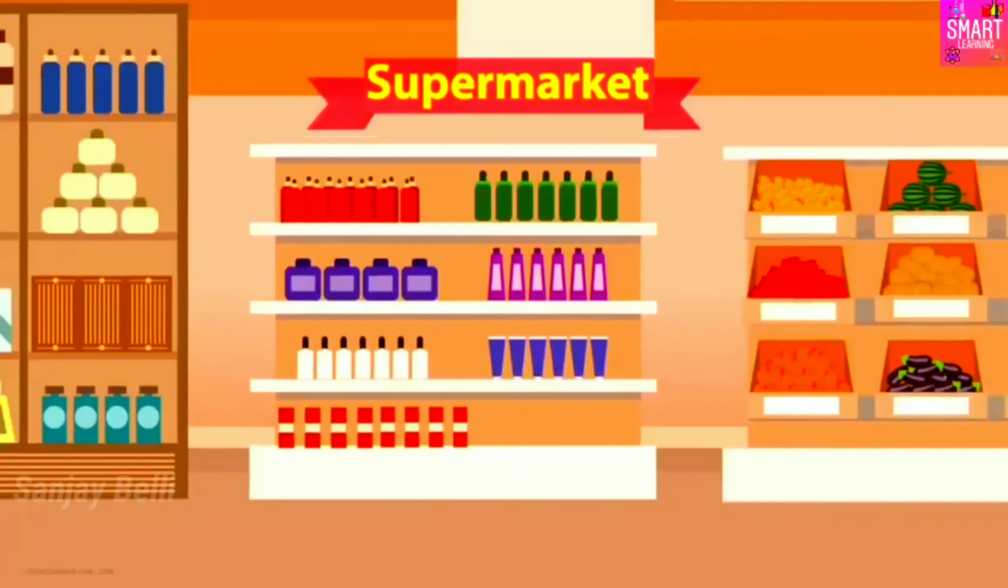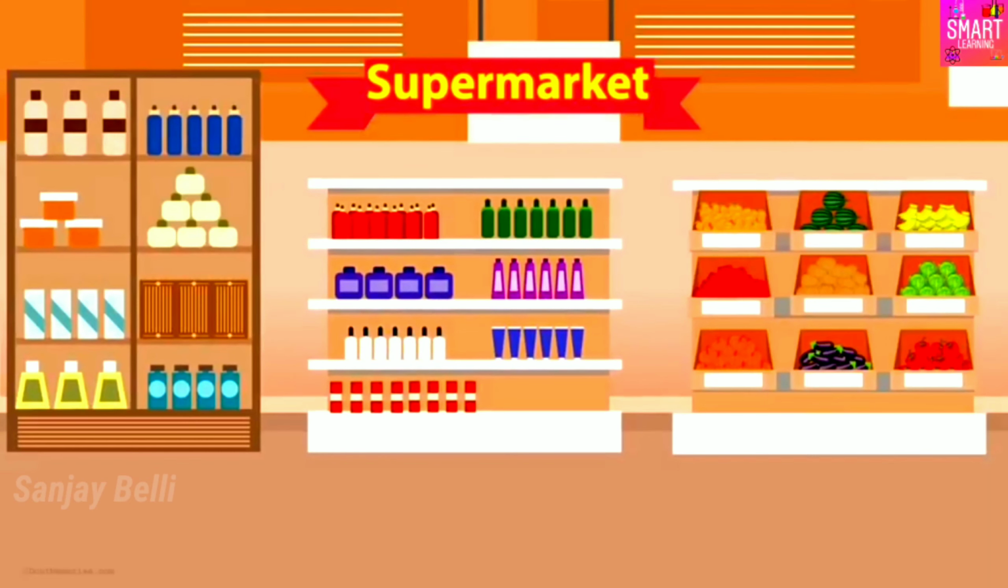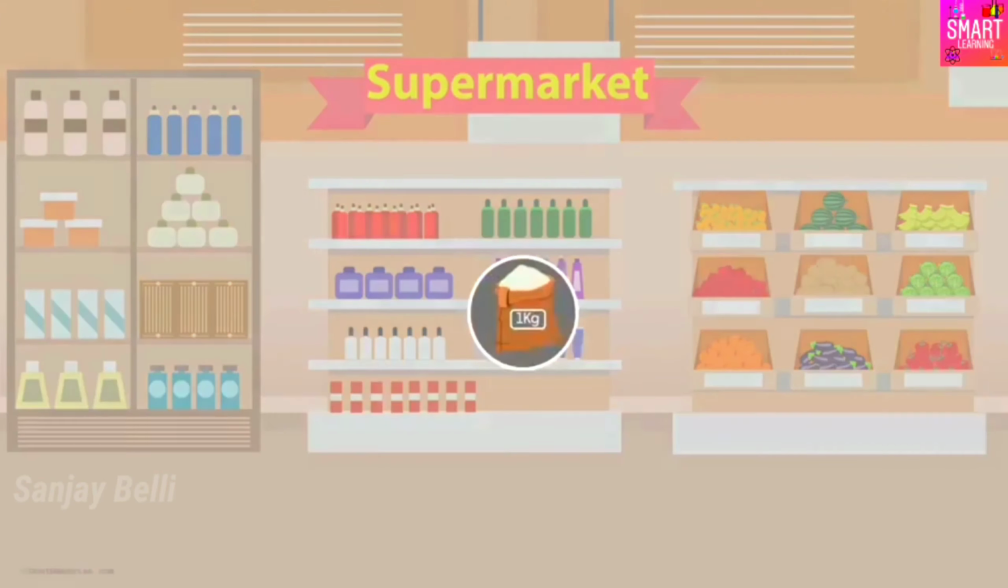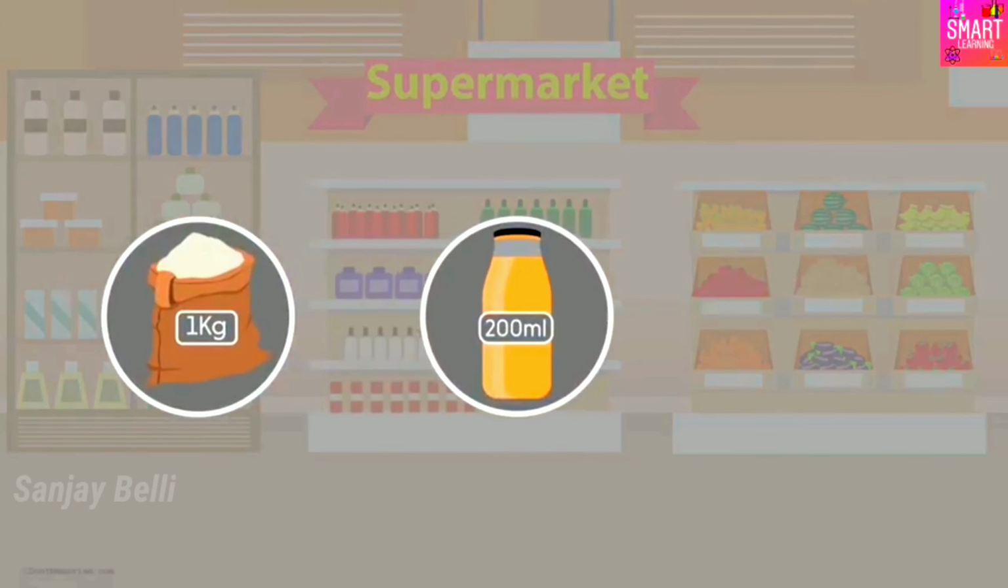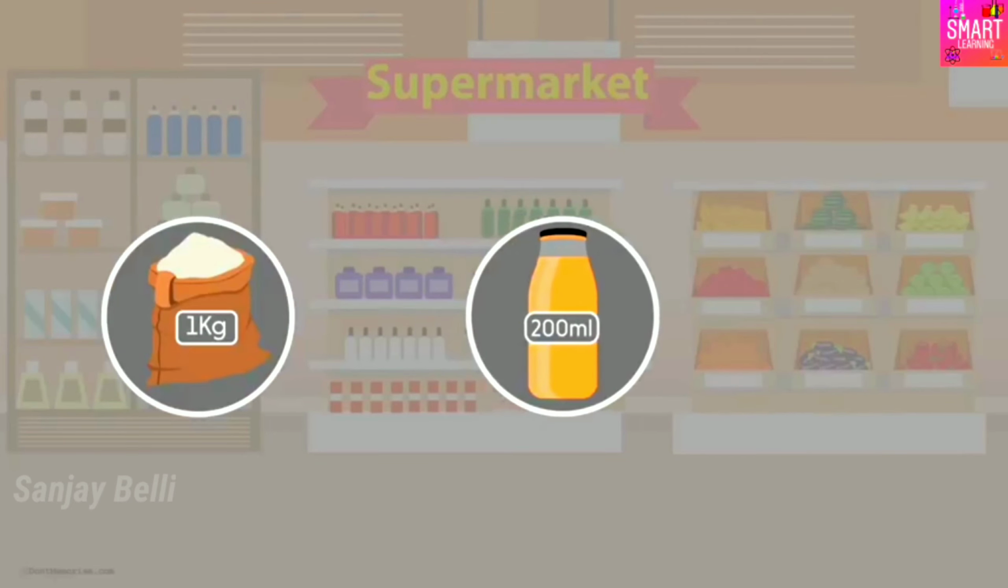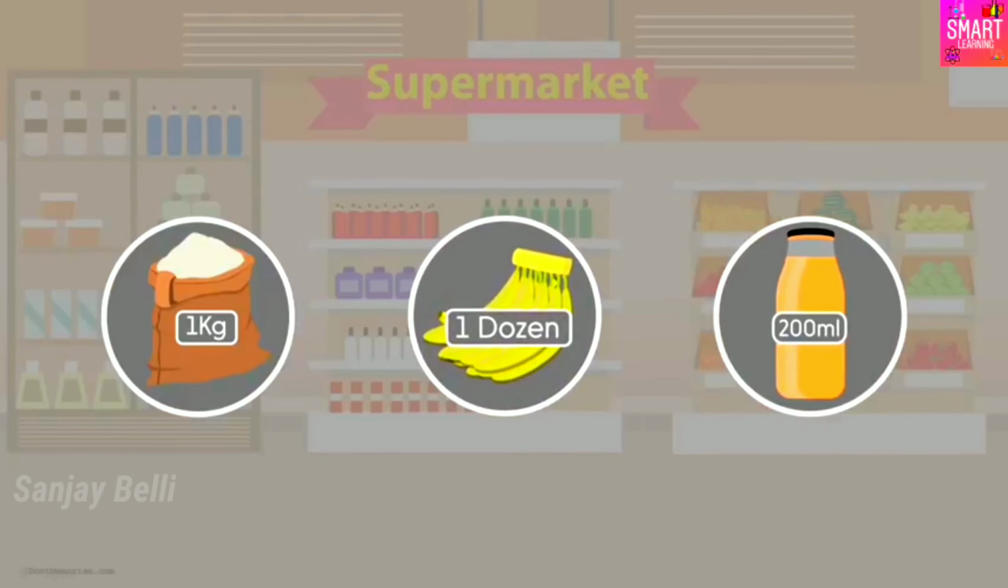When we go to a supermarket, we always buy things using standard values. In other words, we always take 1 kg of rice or 200 milliliters of fruit juice. Fruits are sometimes counted using the unit dozen. 1 dozen means 12 of something. These are terms used in everyday lives.